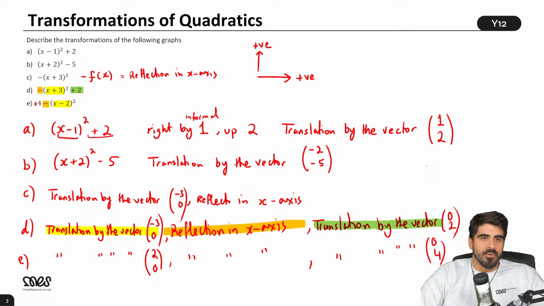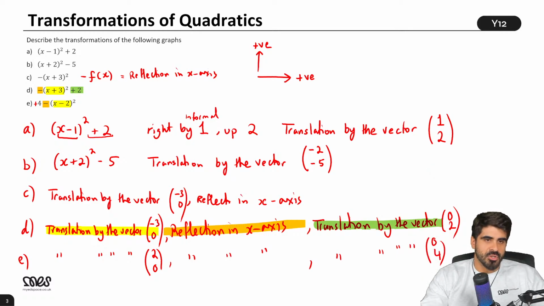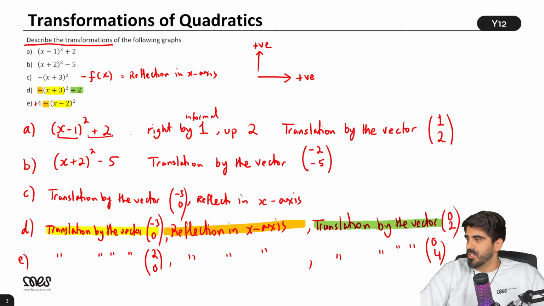So this is the formal way of explaining the transformations. But informally, you guys would say right 2, reflect in x, then up 4. That's it, yeah? But just look out in exams if they say describe the transformation, yeah? So if they say describe, yeah, you have to write it like this.